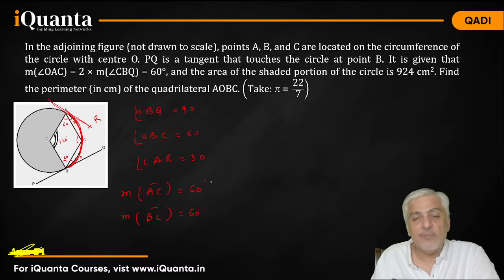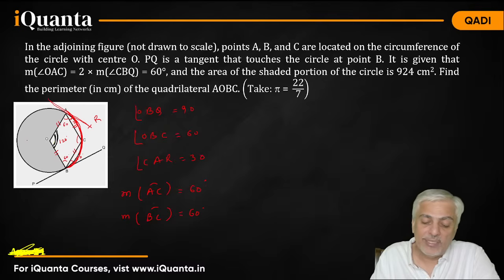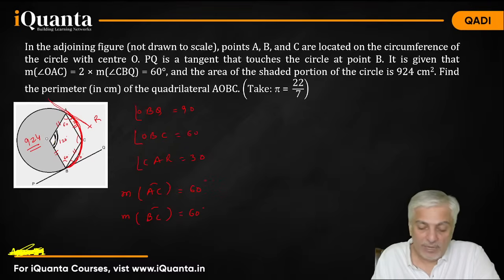So, this becomes a rhombus. All sides will be equal. It's a parallelogram because opposite angles are equal and adjacent sides are equal, so it becomes a rhombus. So, now I know it's a rhombus. I want to find the area of the quadrilateral, where I know the area of the shaded portion is 924. What is the area of the shaded portion? It is a sector. If this angle is 120, the outside angle would be 240 degrees.